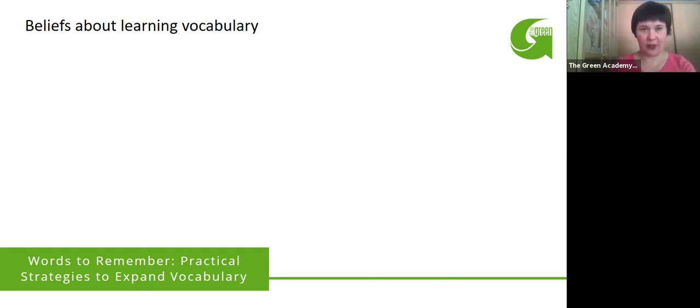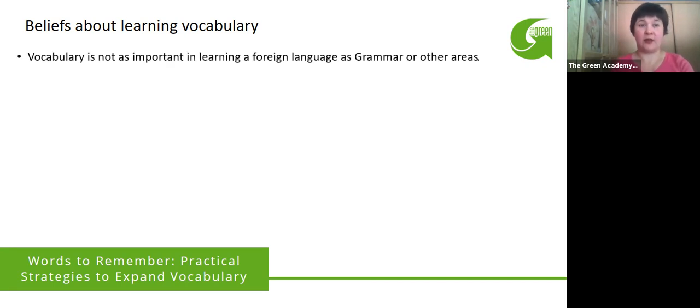So the first belief you might have is that vocabulary is not as important in learning a foreign language as grammar or other areas. Vocabulary should be presented in a semantic way. By a semantic way teachers mean that words and phrases are presented in groups. For example, all the days of the week are presented in one group, all colors are presented in a different group, or all the adjectives to describe hair, for example, are presented in a third group. So this is the semantic way.